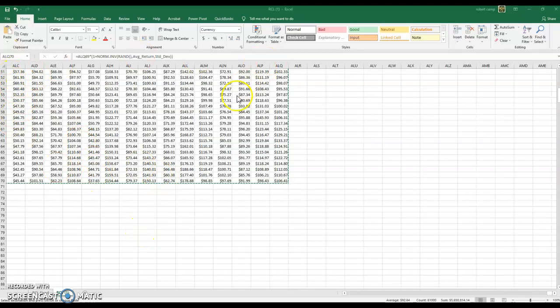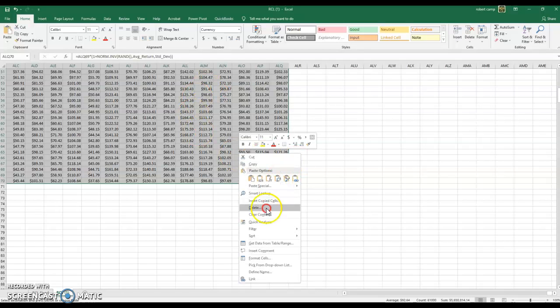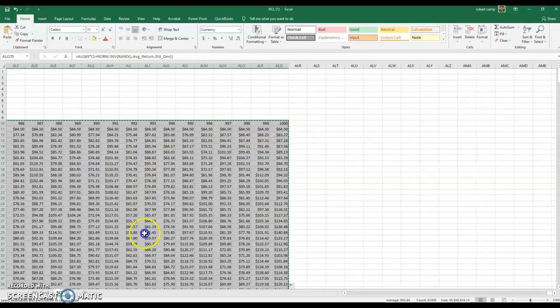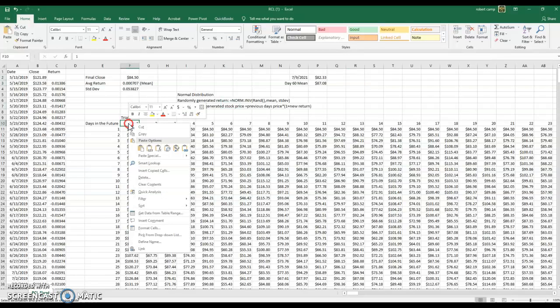Okay, so I've got all my 1,000 here. It's highlighted. I'm going to right click and copy. I also made sure that I included the trial number in there, since we don't have the trial numbers here, so I can drop it off. So I'm going to paste this as values.